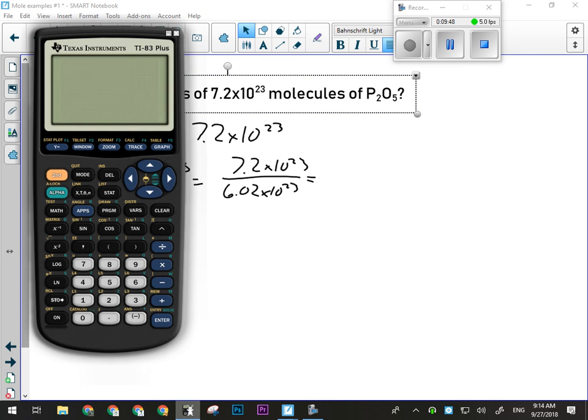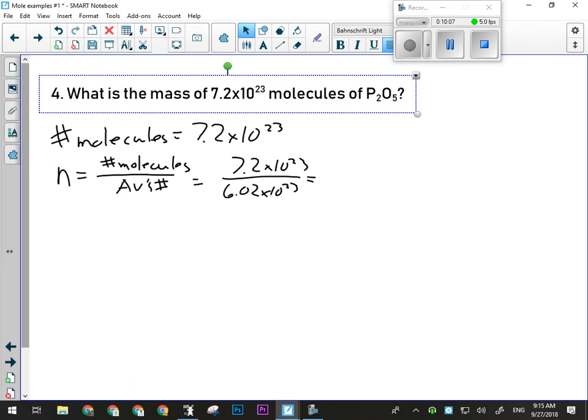So I'm just going to do this, guys, a quick shortcut on this. 7.2 divided by 6.02. Because they have the same exponent, I can just do that. Is everyone okay with that? Those exponents, the 10 to the 23, would cancel. So I got 1.196 moles. You get a mark for that step.